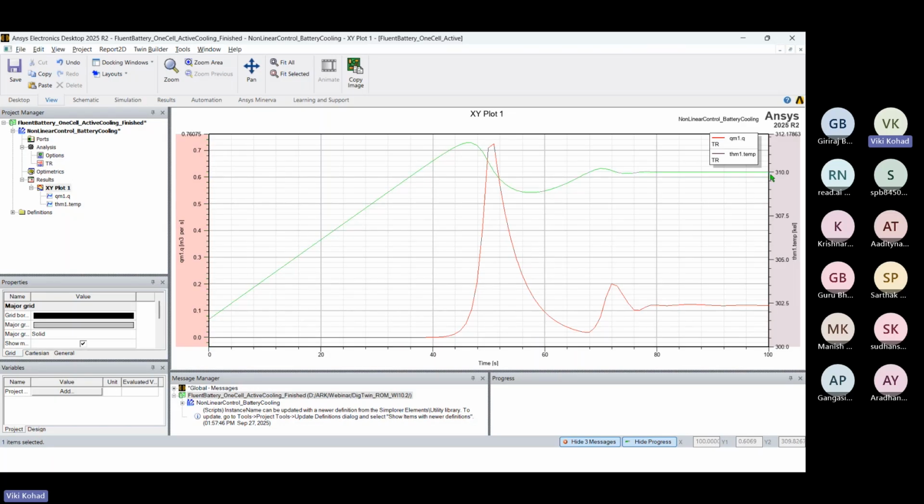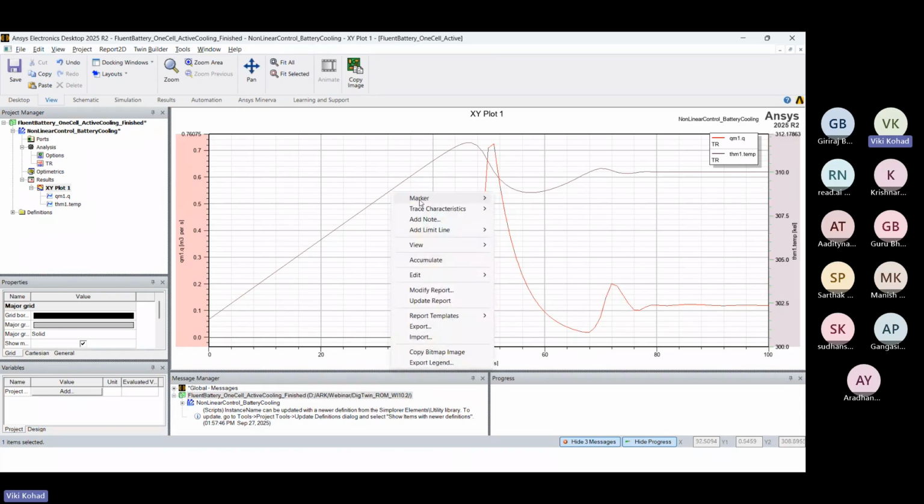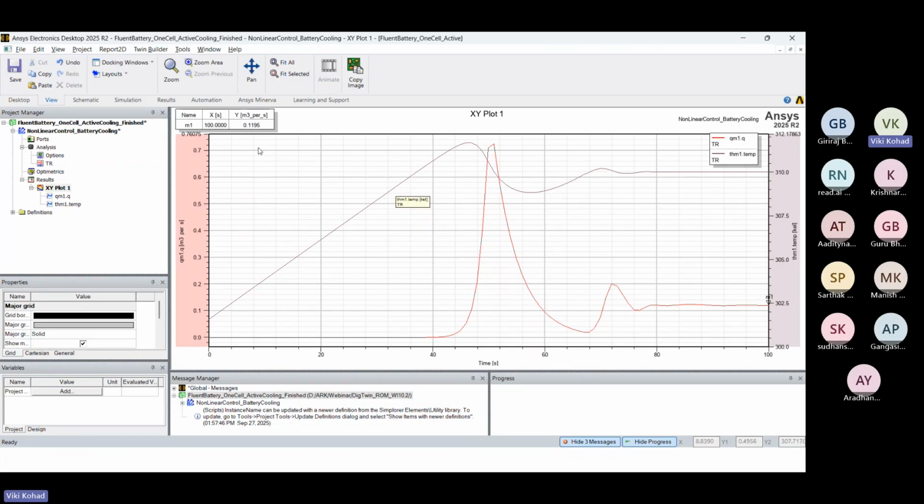Means to achieve this 310 targeted temperature, we basically add a marker. At M1, the exact 0.1195 meter cube per second flow rate is required to maintain the temperature at 310. You can see it is 309.99. To achieve this targeted value, I require this much flow rate. So this is one basically the application.